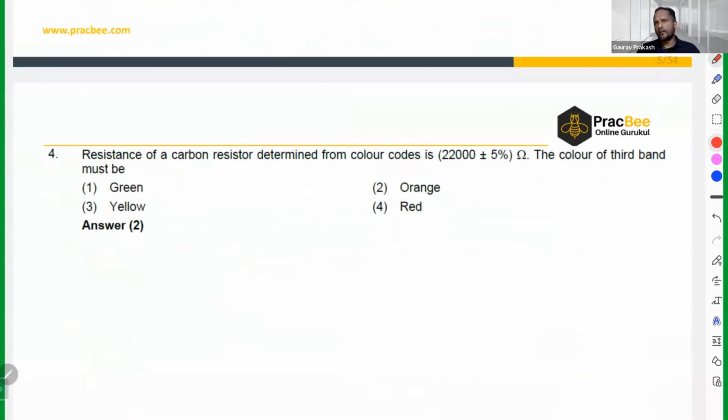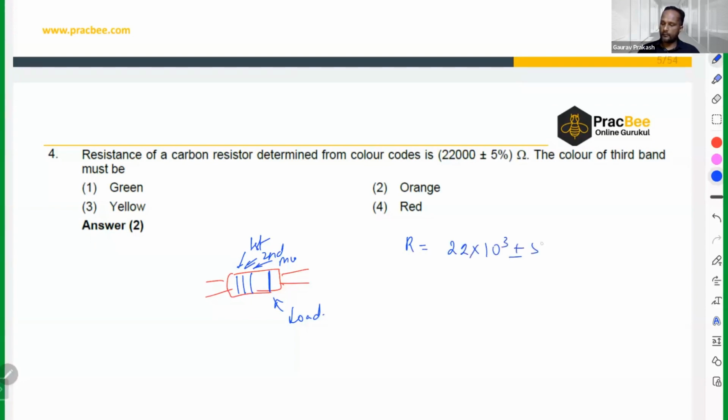Now, this is the resistance of a carbon resistor. We know that in a carbon resistor, there are multiple colored bands like 1, 2, 3, and then there's a separation. This indicates the first digit, this indicates the second digit, this indicates the multiplier, and this indicates the tolerance or the safety factor. So here, the resistance given in the question can be written as 22 into 10 to the power 3 plus minus 5%. We know that this is the first digit, second digit, and this is the third digit, which is nothing but a multiplier. So the multiplier is 10 to the power 3.